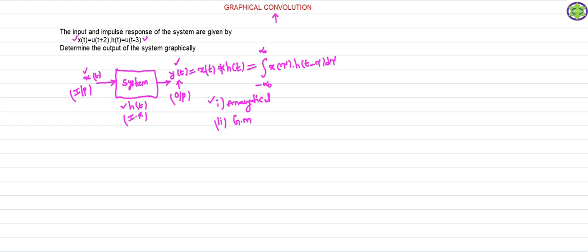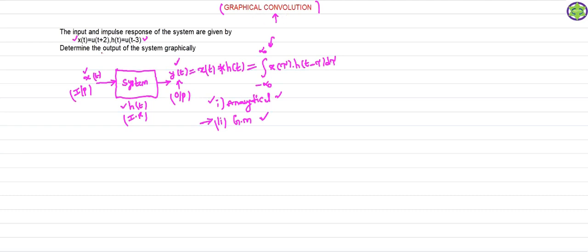So the graphical method of convolution of the two signals. In this class I am going to explain the graphical method of convoluting the two signals in the time domain. This is nothing but the graphical convolution. So the graphical method is nothing but the procedure to calculate the output. To evaluate your integral, we have to use the analytical method or the graphical method. As the name itself says, this is a graphical convolution.